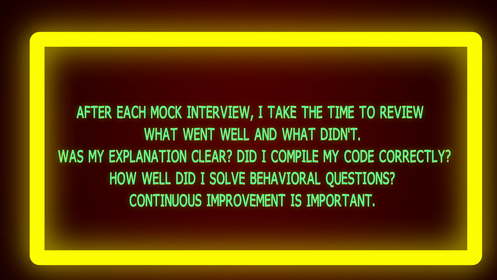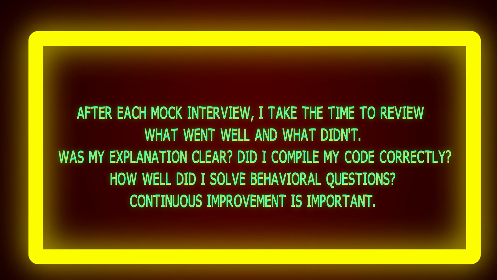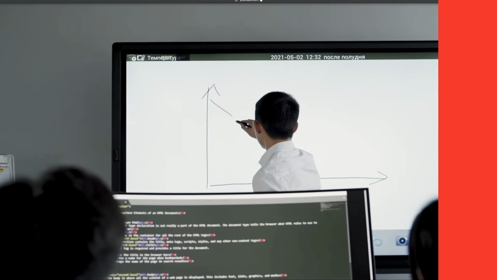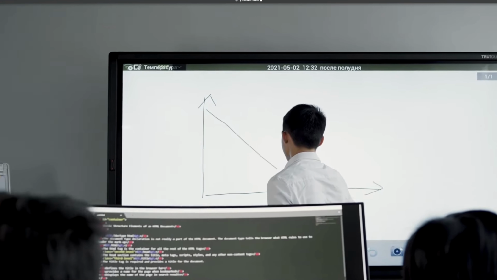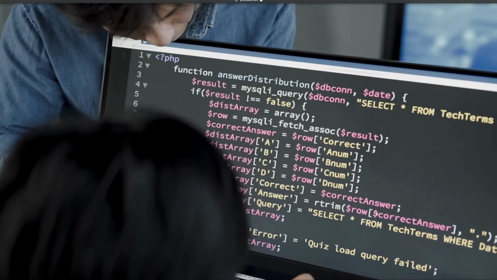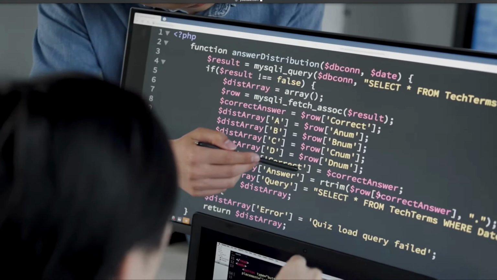Was I clear in my explanations? Did I structure my code properly? How well did I handle the behavioral questions? Continuous improvement is key. And that's it. That's my complete process for preparing for a data engineering interview. It's a mix of understanding the company, brushing up key concepts, coding practice, and preparing for behavioral questions. Remember, preparation is key, and the more you practice, the more confident you'll be when the big day comes.